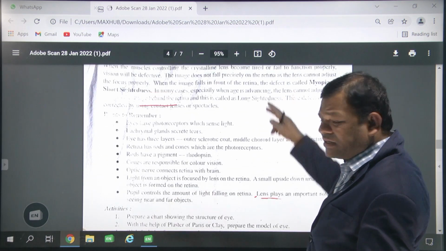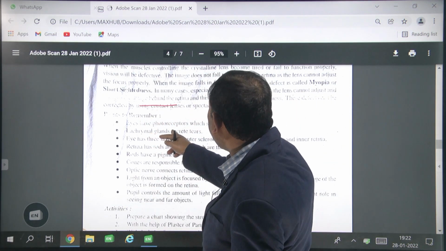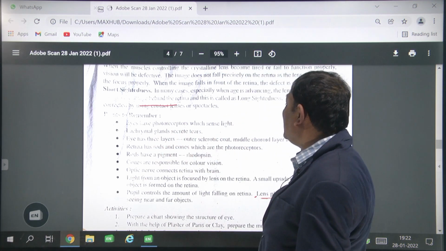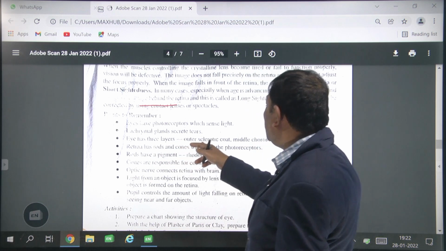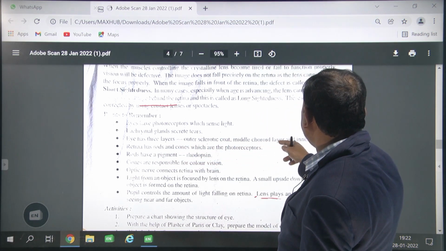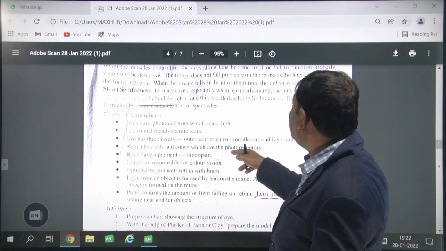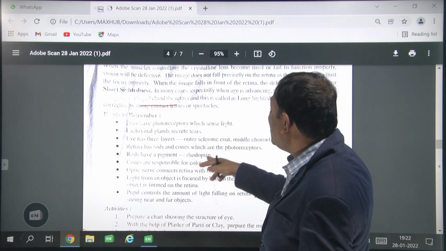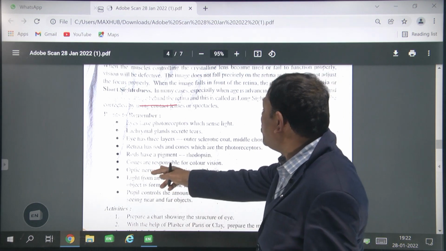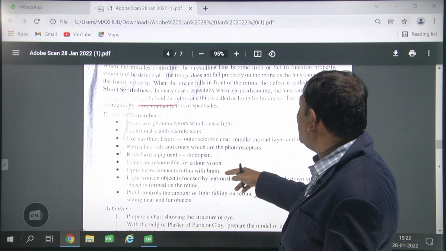Okay, so this is a summary of the lesson. The eye has the photoreceptors which sense light, and the lacrimal glands secrete tears. The eye has three layers: the outer one is the sclerotic layer, the middle one is the choroid layer and the inner one is the retina. The retina has the rods and cones, which are the photoreceptors. Rods have the pigment rhodopsin, cones have the pigment iodopsin. Cones are responsible for color vision. The optic nerve connects the retina with the brain.